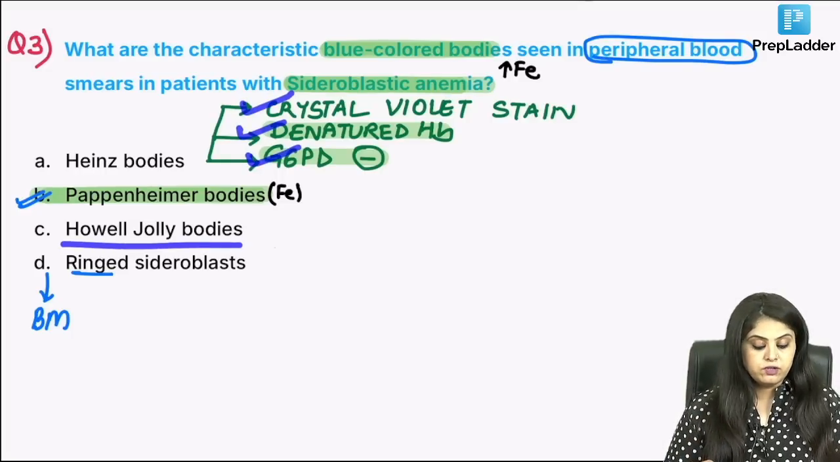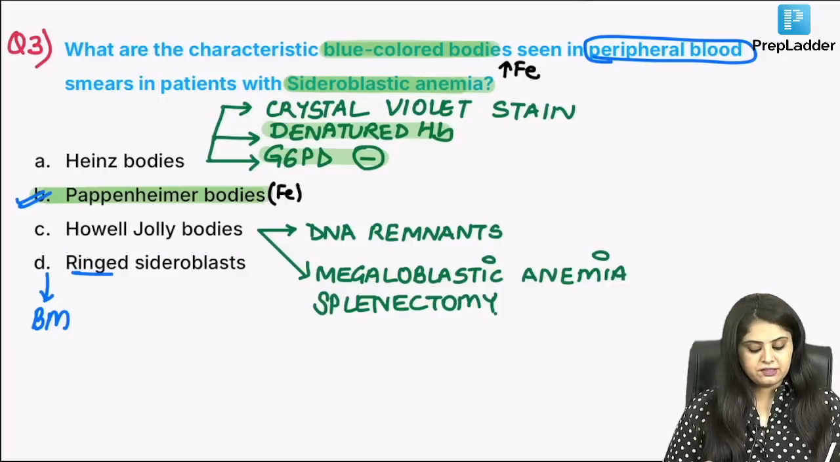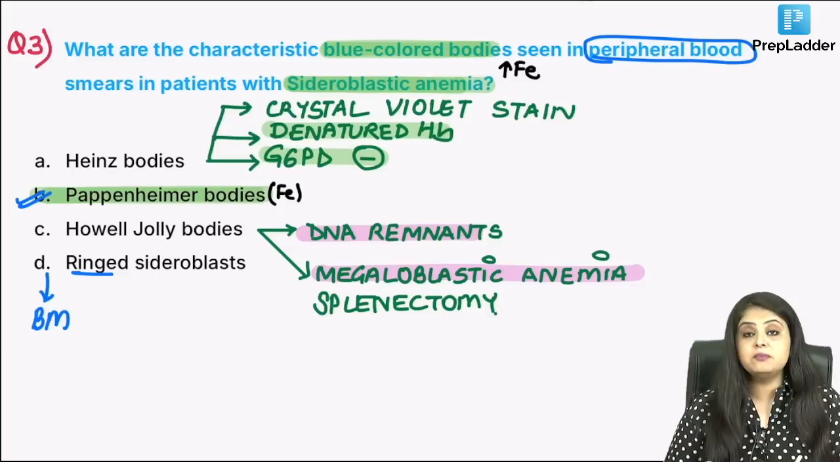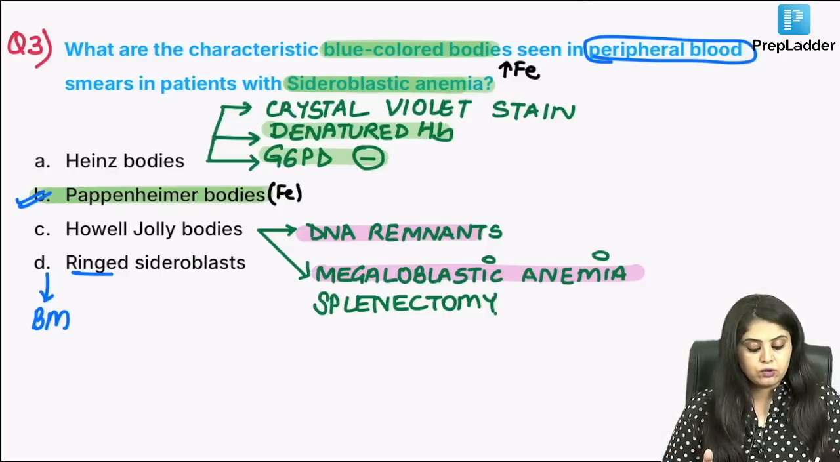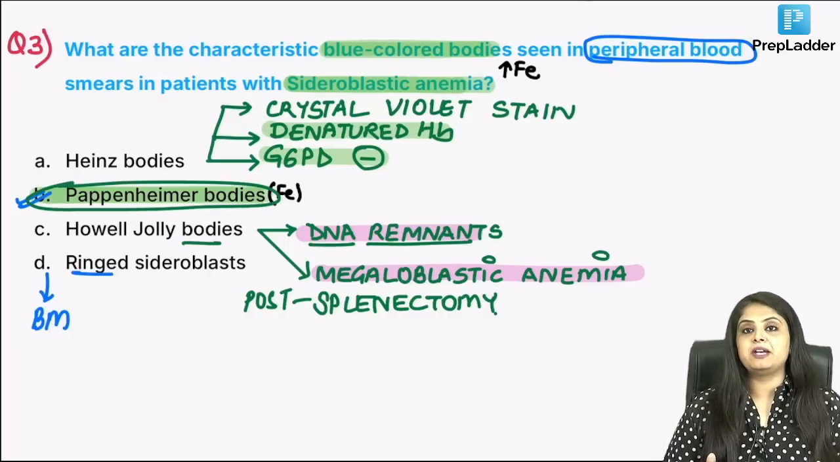Now moving on to Howell-Jolly bodies. That's also a very important question. What are Howell-Jolly bodies? They are DNA remnants and they are seen in B12 deficiency, that is megaloblastic anemia. Apart from that, they can also be seen in post-splenectomy patients. They are DNA remnants, that's Howell-Jolly. Over here, clear-cut answer was Pappenheimer.